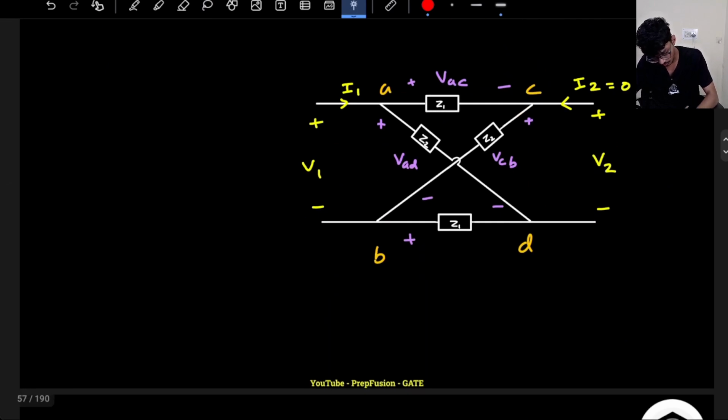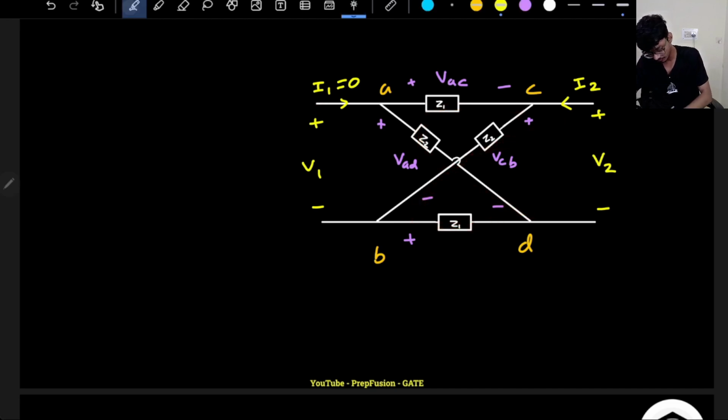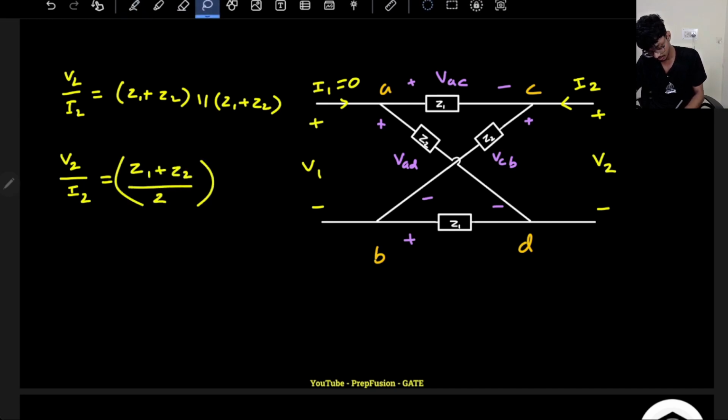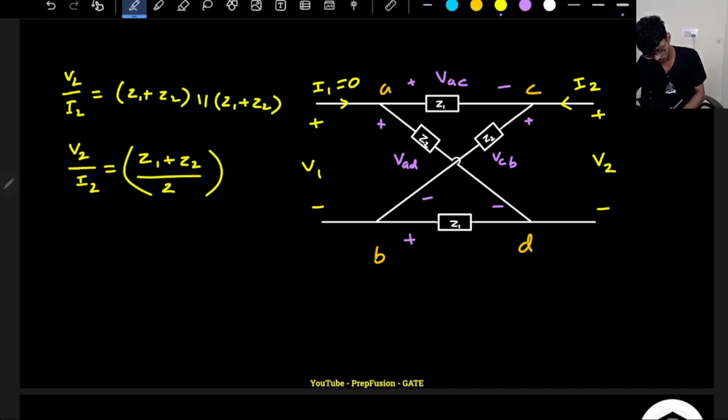What is your Z22? To find Z22, you make your I1 current 0. So if I make my I1 current 0, this Z1 and Z2 will be in series. So ultimately your V2 by I2, the output impedance, will be basically the parallel combination of Z1 plus Z2 with Z1 plus Z2. So your V2 by I2 will be equal to (Z1 plus Z2) divided by 2. So this will be your answer for Z22.